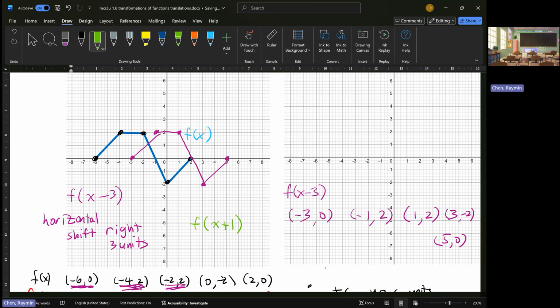Taking that parent function, a lot of you understand it's a horizontal shift. I'll just short form this so it fits: left 1 unit. So this negative 6, 0, and let's just clear this up so people can focus. I'm looking at this negative 6, 0, and it shifts right there. That negative 4, 2 shifts right there. The negative 2, 2 shifts right there. That 0, negative 2 shifts right there. That 2, 0 now shifts right there: 1, 0.